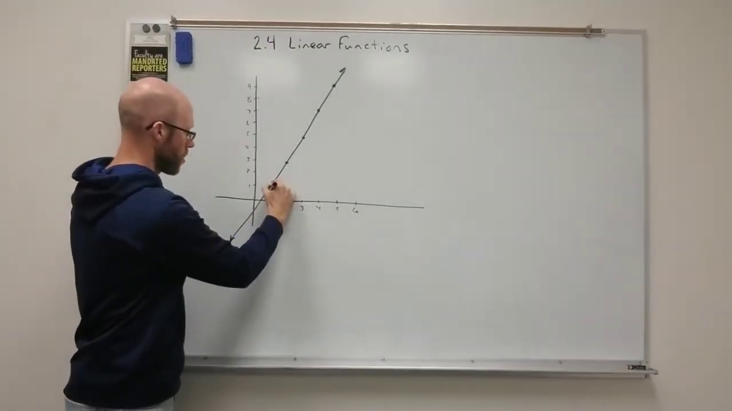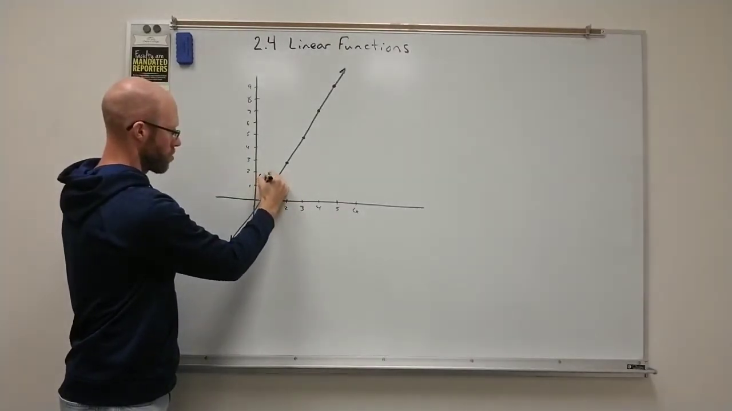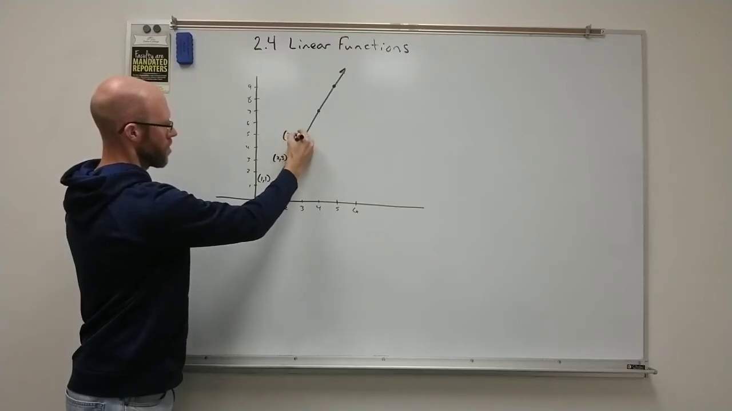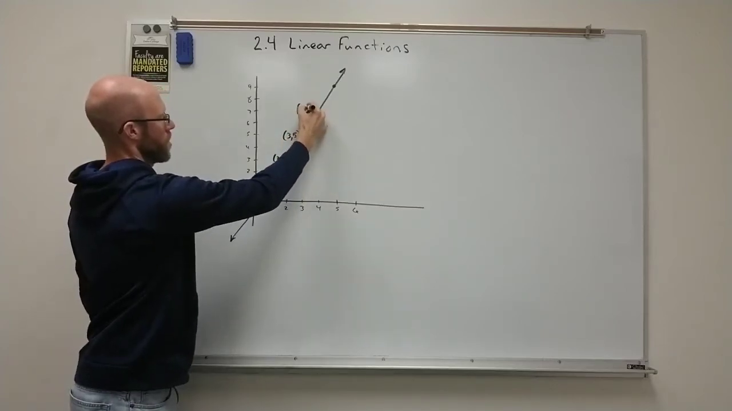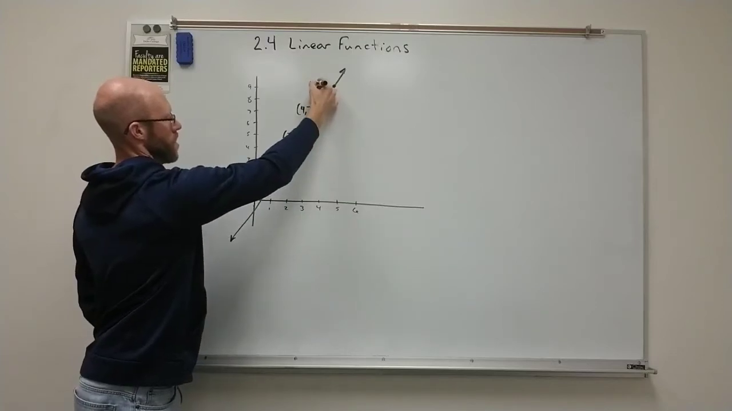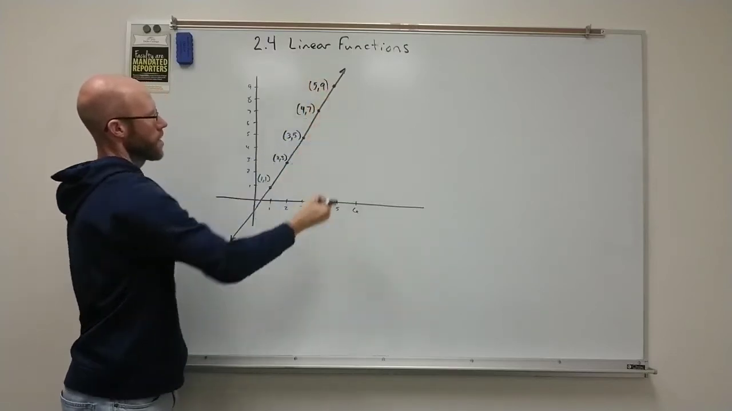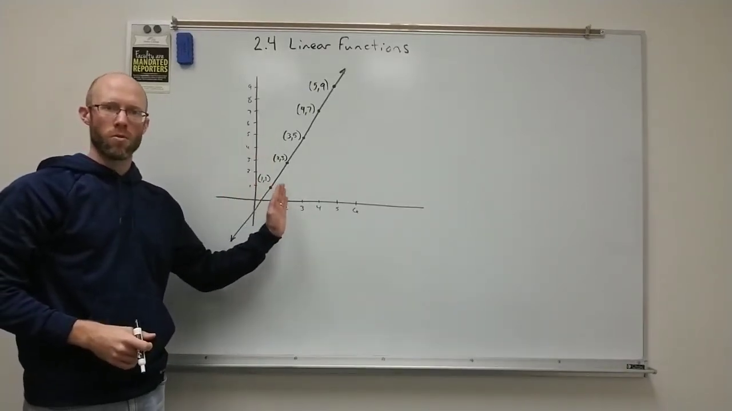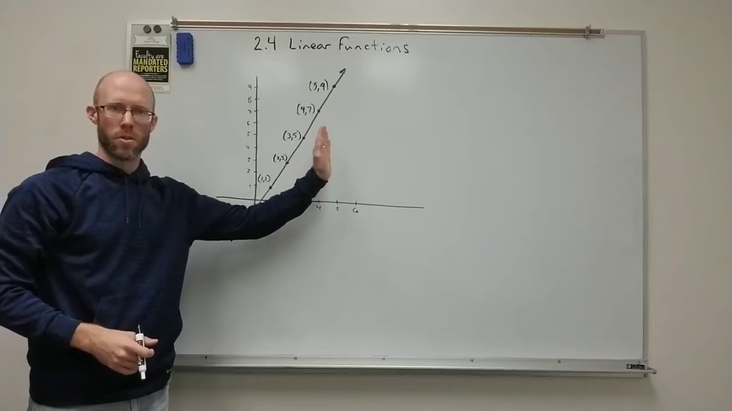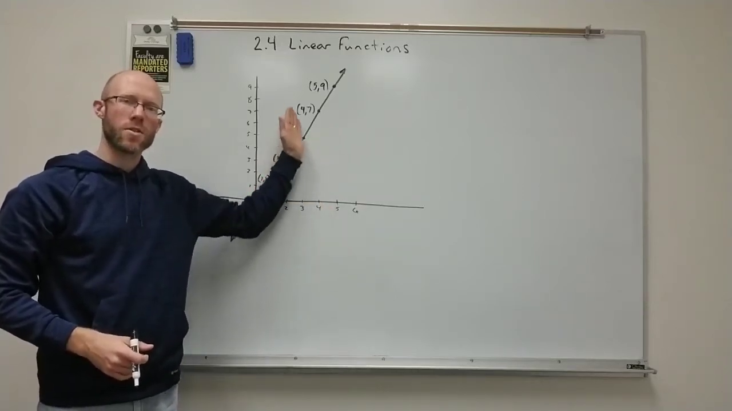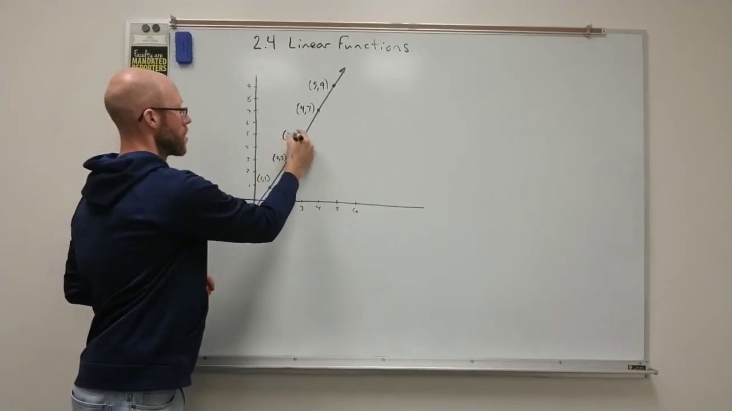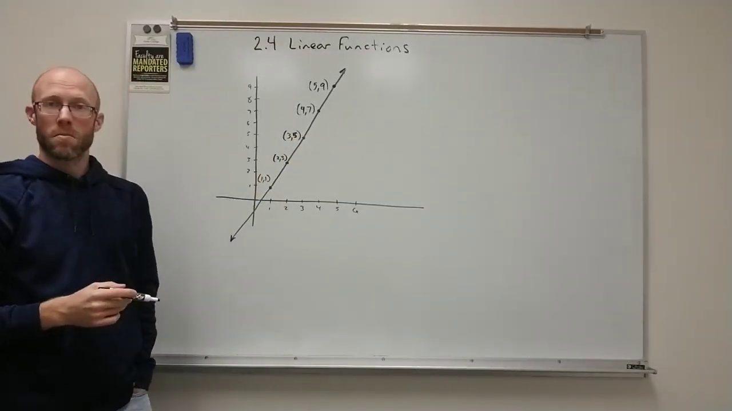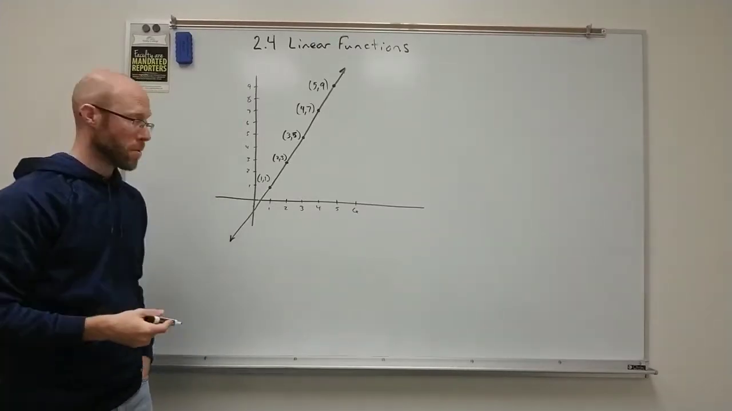And again, I'm going to put all of these ordered pairs on here. 1, 1, 2, 3, 3, 5, 4, 7, and 5, 9. Okay, so again, at each of those points, you're moving over 1 unit, up 2, over 1, up 2, and that gives you that consistent slope.